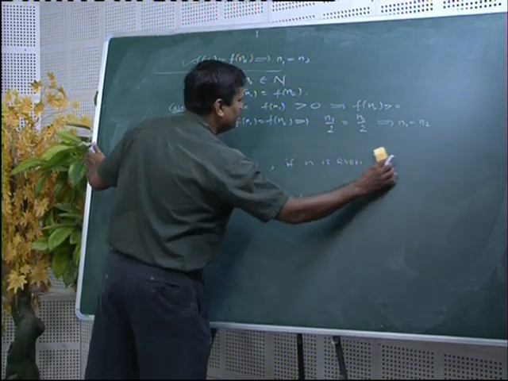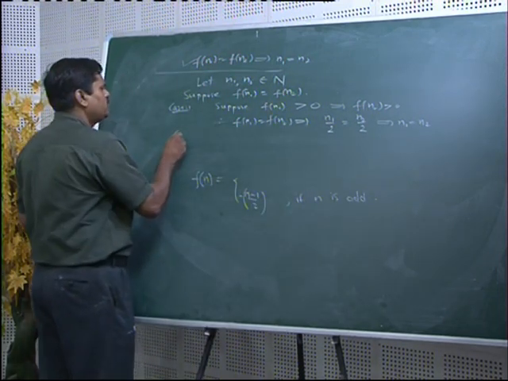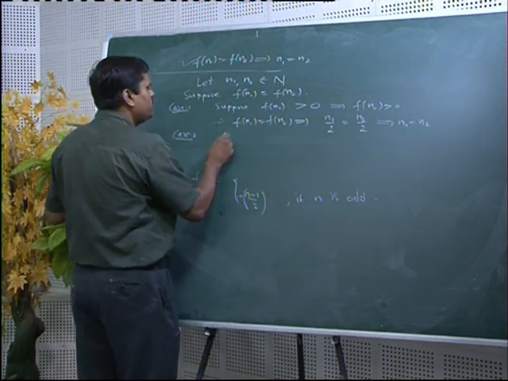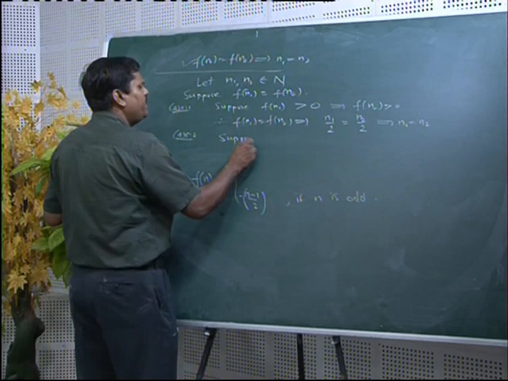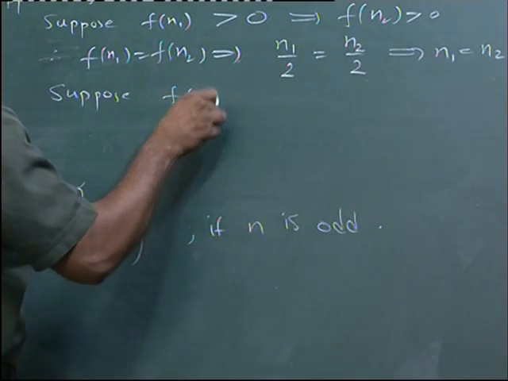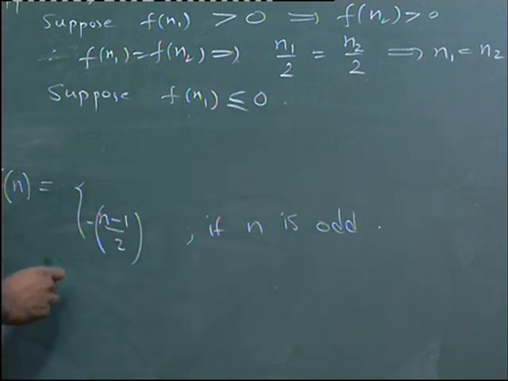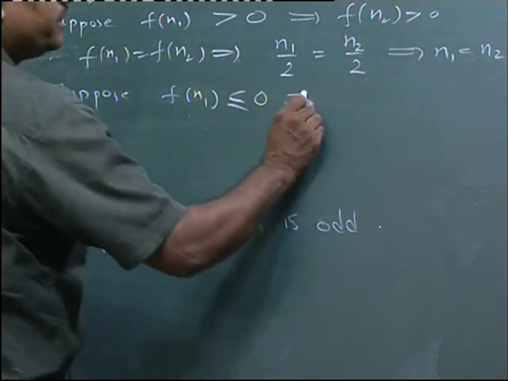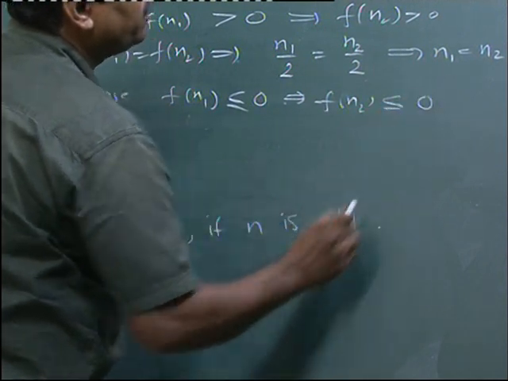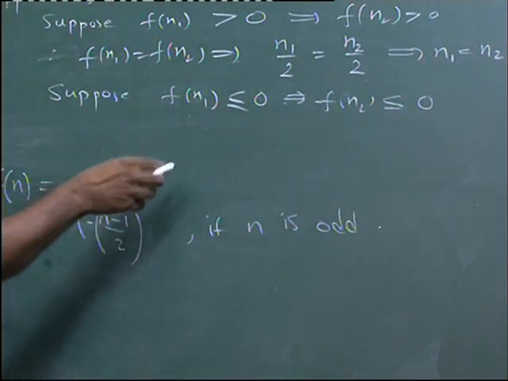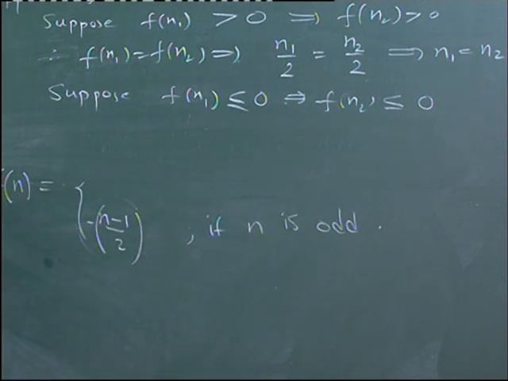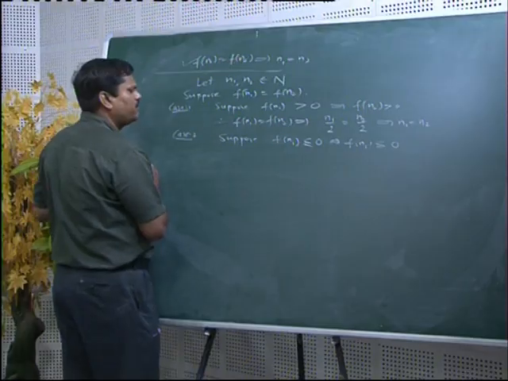Now, for the second part, case 2, what is case 2? f(n1) is not positive. If f(n1) is not positive, then it will be non-positive, that is f(n1) is less than or equal to 0. If f(n1) is less than or equal to 0, then f(n2), because it is equal to f(n1), is also less than or equal to 0, means both the numbers are either 0 or negative, and that is given by the second formula.